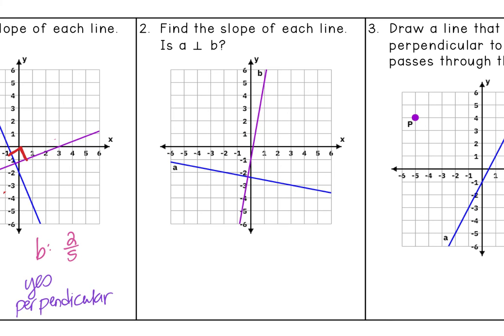So let's find the slope of line A first. -2, -2. And then let's find another one. 3, -3. So it went down 1, and 1, 2, 3, 4, 5 across, 5. So the slope there is -1/5.